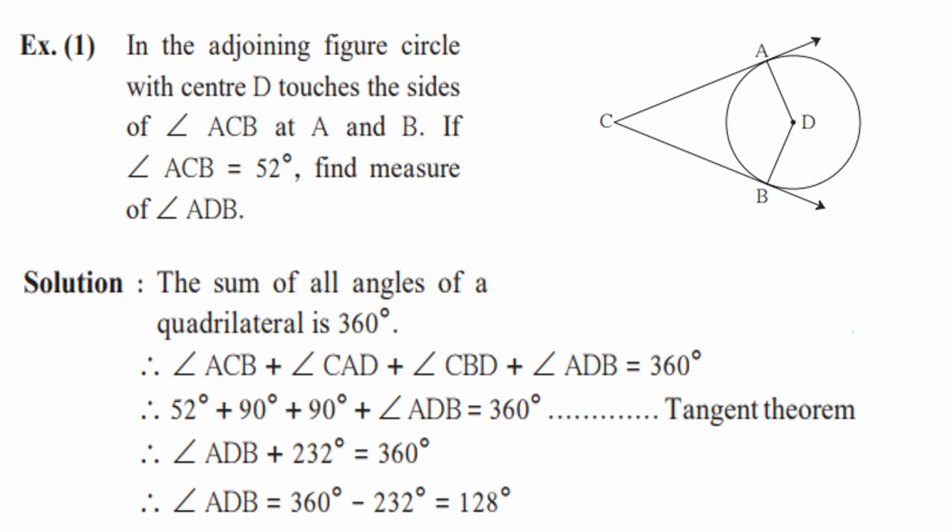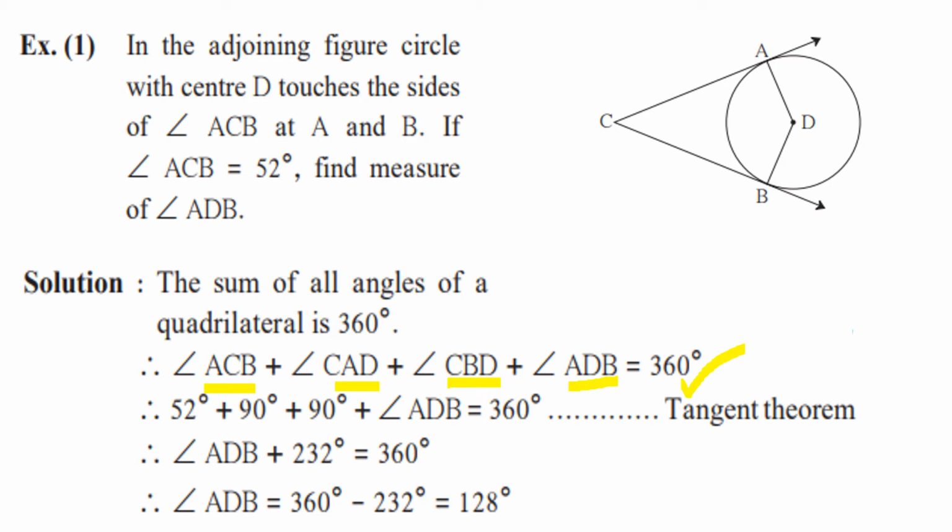Solution. The sum of all the angles of a quadrilateral is 360 degrees. Observe the quadrilateral, that is CADB is a quadrilateral. So the sum of all the angles of the quadrilateral is 360 degrees. Therefore, angle ACB plus angle CAD plus angle CBD plus angle ADB equals 360 degrees.